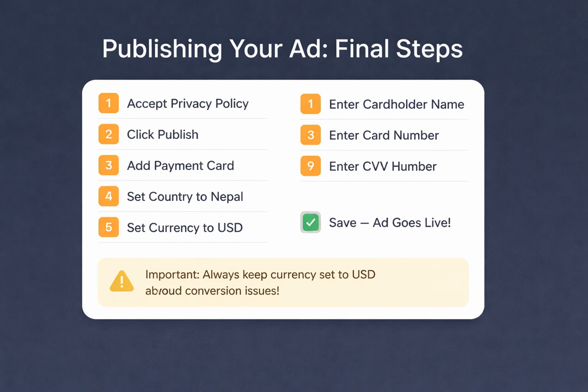First, when selecting your country, make sure you choose Nepal. And for currency, this is very important. Always keep it set to USD, that is US dollars. If you accidentally select a different currency, you'll run into conversion complications that can be a real headache, so stick with USD. Then enter your cardholder name, your card number, and finally your CVV number. Once you save all of that, your ad is live and published. That's it, the whole process is done.